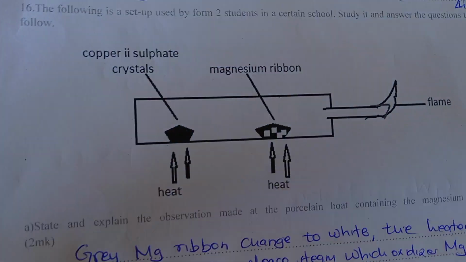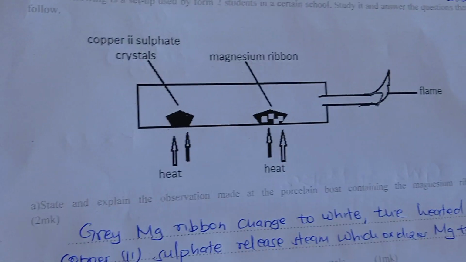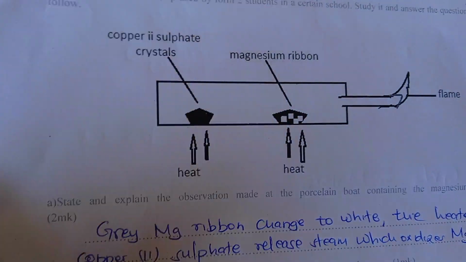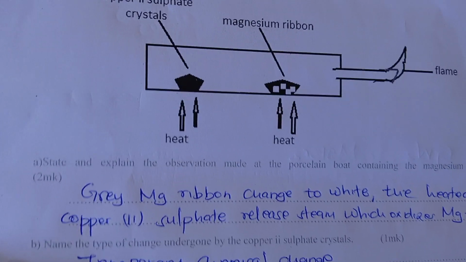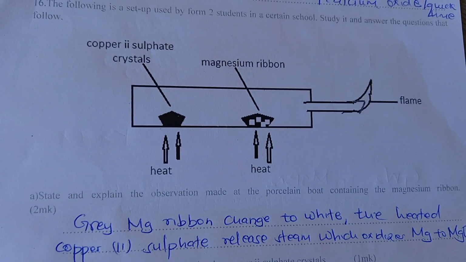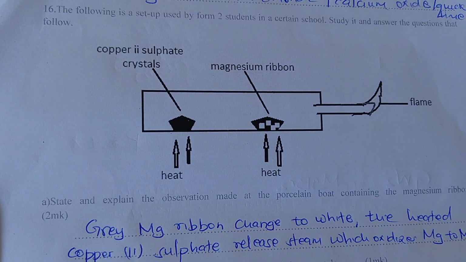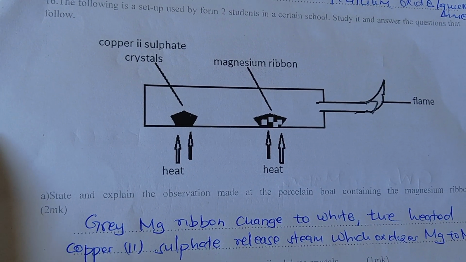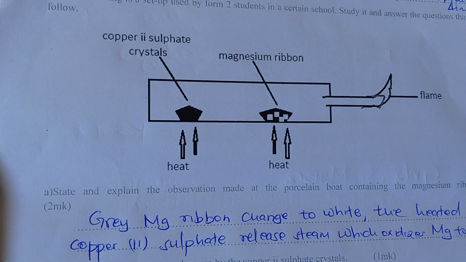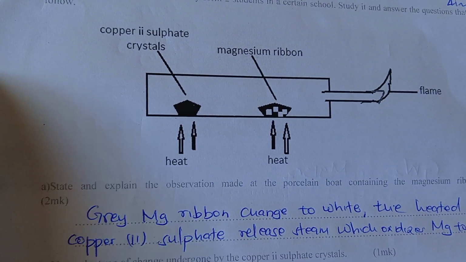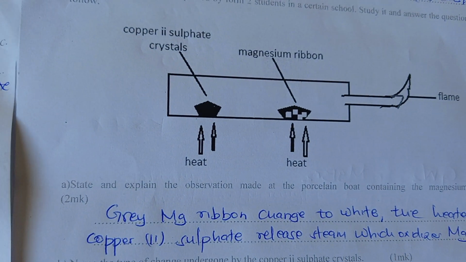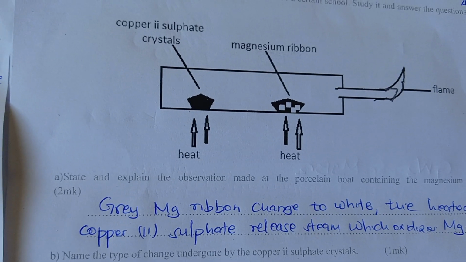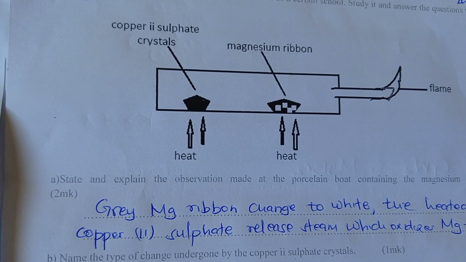The setup below was used by Form 2 students in a certain school. Study it and answer the questions that follow. State and explain the observation made at the porcelain boat. That porcelain boat has magnesium ribbon. Of course, copper 2 sulfate has water of crystallization. So when it's heated, it loses the water of crystallization. It turns from blue to white.